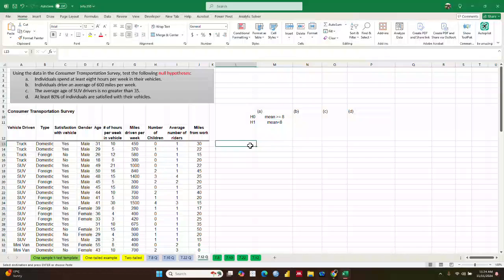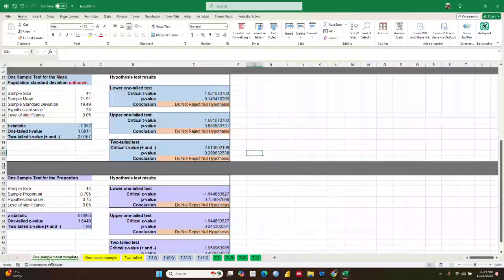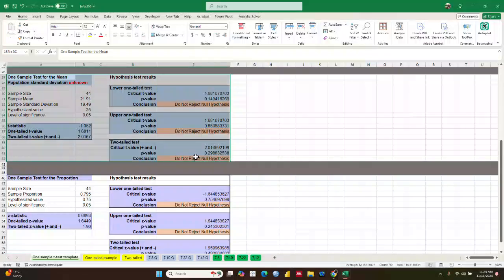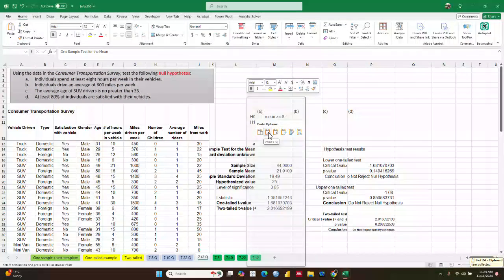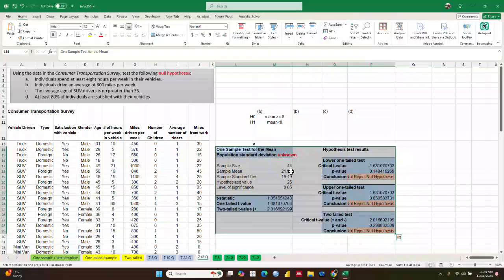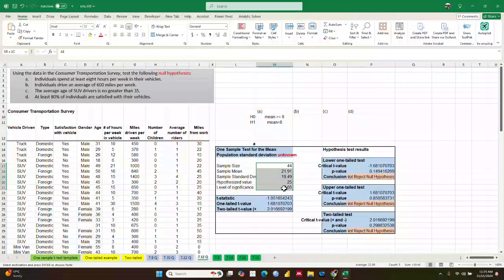So let's go for part A and bring a template. I'll go to my template. It is unknown. We already know it is unknown. So I copy this part, go back to my page and paste it here. And then I start filling this part and the rest will be calculated.